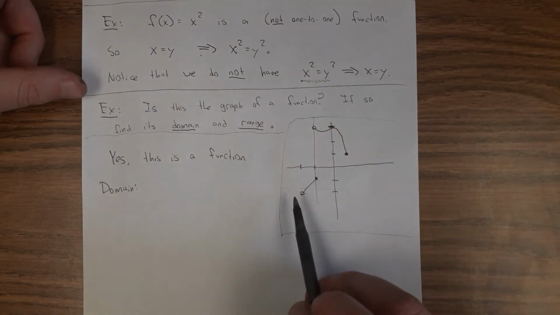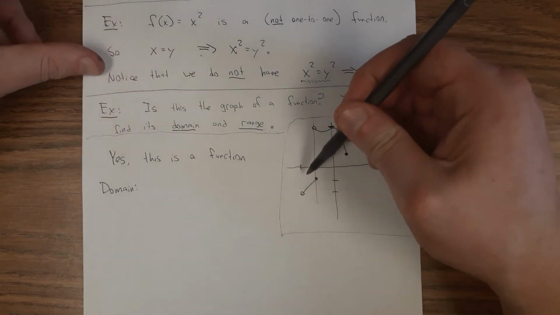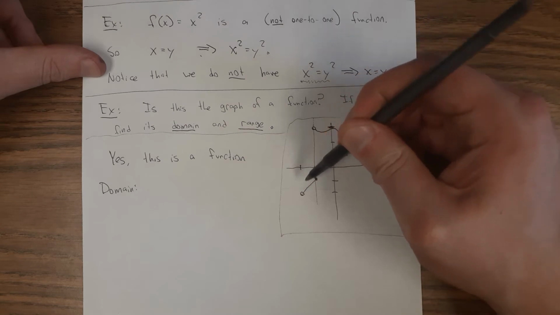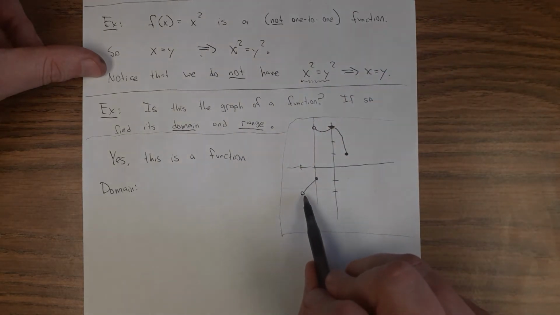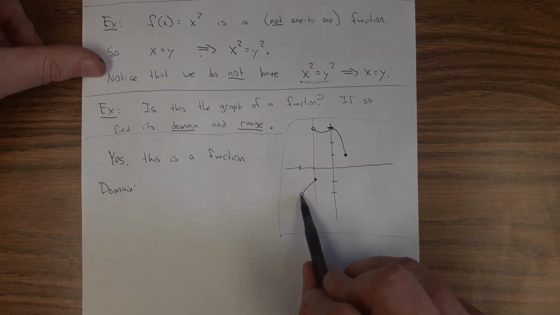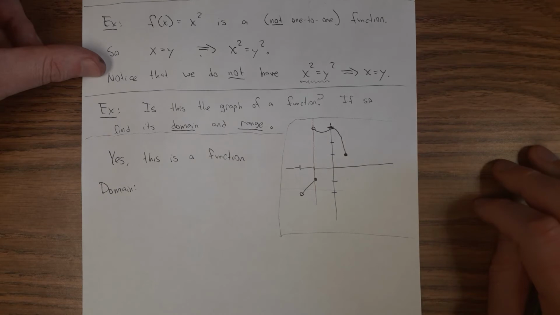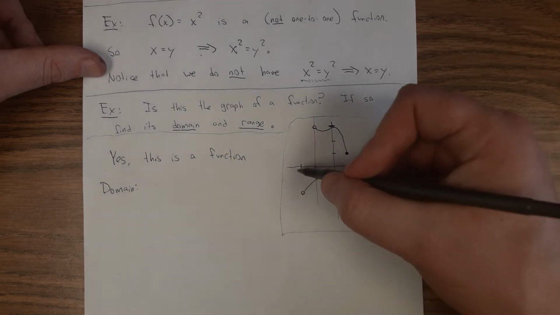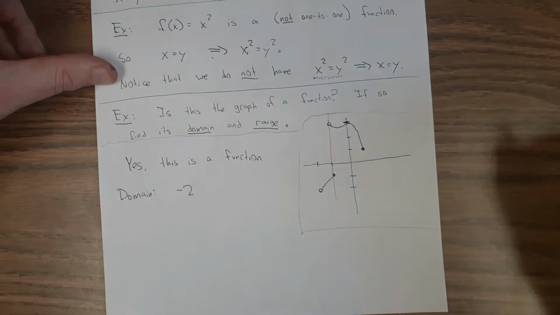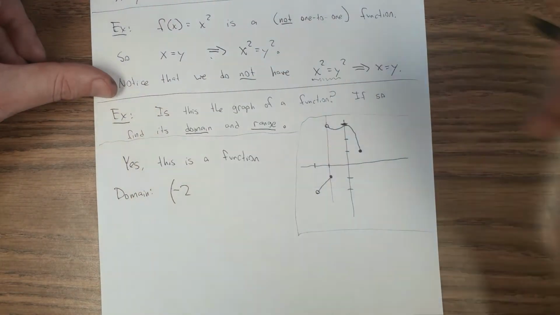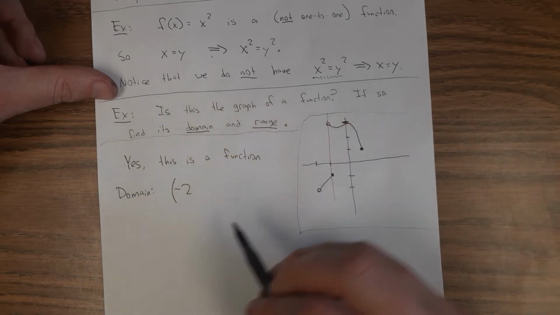So I'll go left to right. The farthest left point that I see is this, although let me correct myself a little bit. This isn't actually a point on the graph. The graph goes right up to that point, but doesn't include that point. So I'm going to start, this would be an x-coordinate of -2, and I put parentheses there because this isn't actually a point.